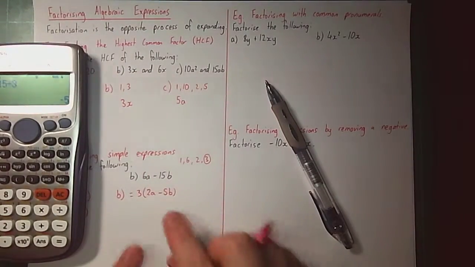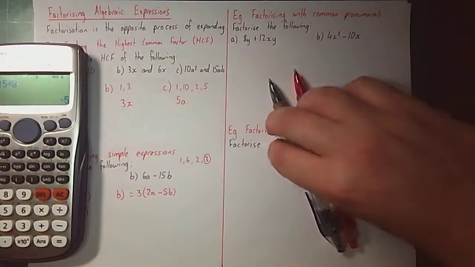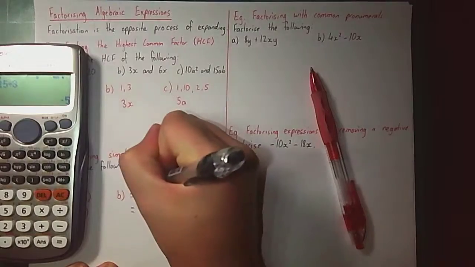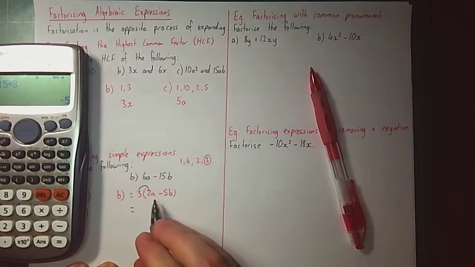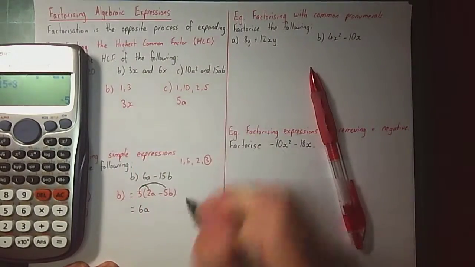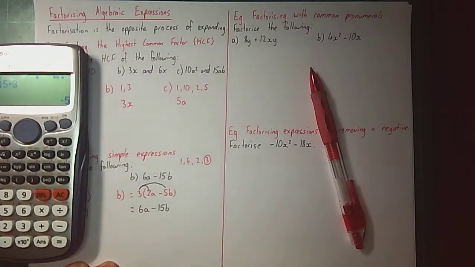We've done it all in one line. So that's what they mean by simple expressions. You can pretty much do it in one line. Sometimes even if they get harder, you can still do it in one line with good practice. So there we go. Once again, just to double check that we're right, I'm going to expand it. We're going to have 3 times 2a, that is 6a, and 3 times minus 5b, that's negative 15b. So it's the same as the question, so we know we've done it correctly.